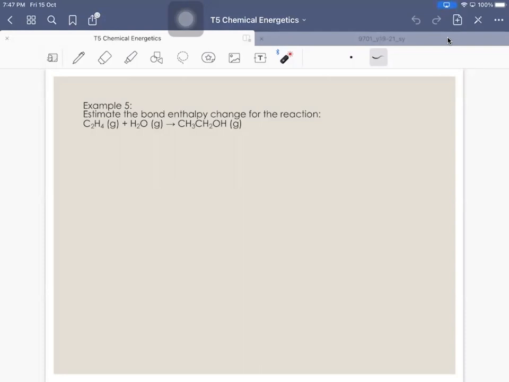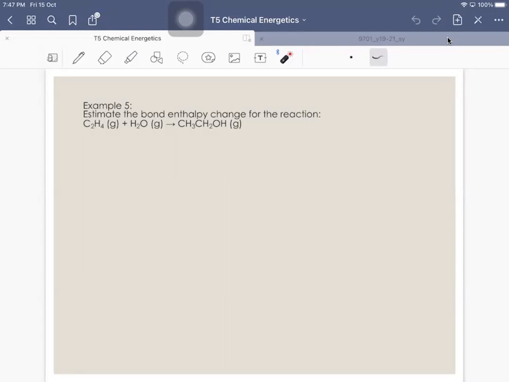Today we're going to continue with our topic 5, chemical energetics. So we've looked at drawing Hess cycles to work out the unknown enthalpy change of reaction. Based on Hess's law, if we cannot find the enthalpy change of a reaction directly, we can always use an alternative route.